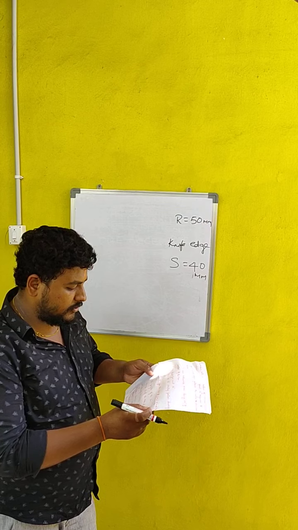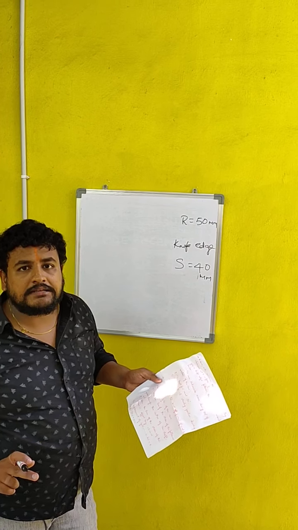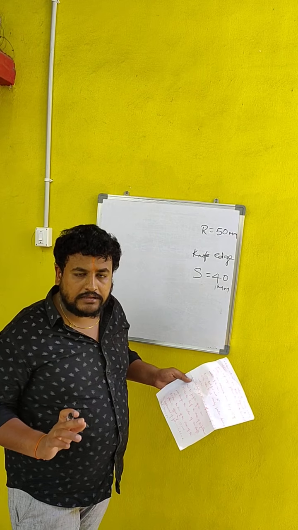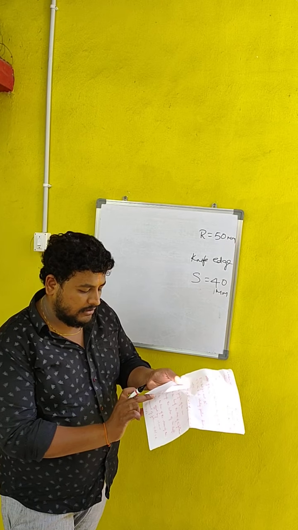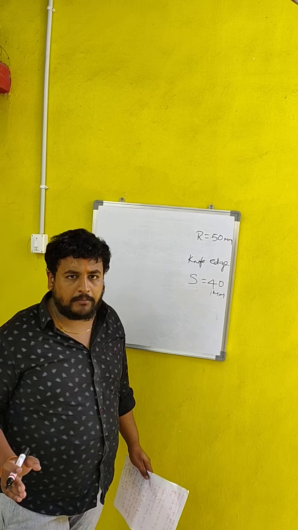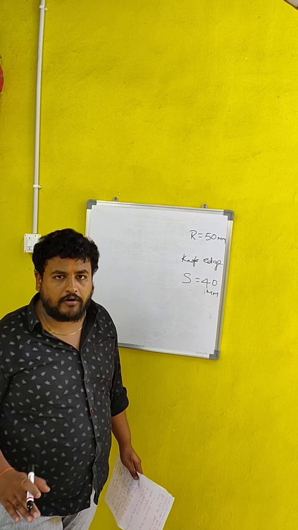It is asked to draw the cam profile when the line of stroke of the follower passes through the center of the camshaft. If the line of stroke of the follower passes through the center of the camshaft, it is called a radial follower. And in the second question, the line of stroke of the follower is offset by 15 mm. That means in the second case it is given to draw an offset follower.